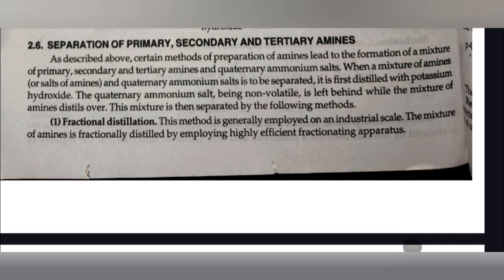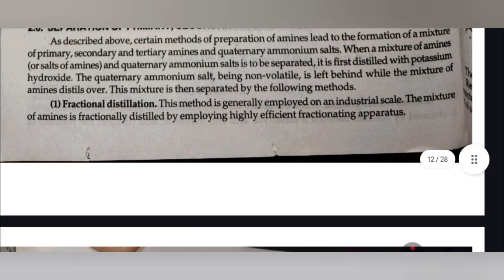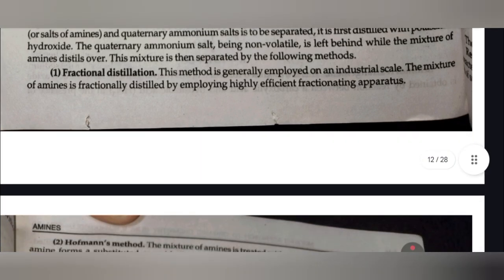As described above, certain methods of preparation of amines lead to the formation of a mixture of primary, secondary, and tertiary amines and quaternary ammonium salt. When a mixture of amines or salts of amines and quaternary ammonium salt is to be separated, it is first distilled with potassium hydroxide. The quaternary ammonium salt, being non-volatile, is left behind while the mixture of amines distills off. Then this mixture is separated by the following methods.